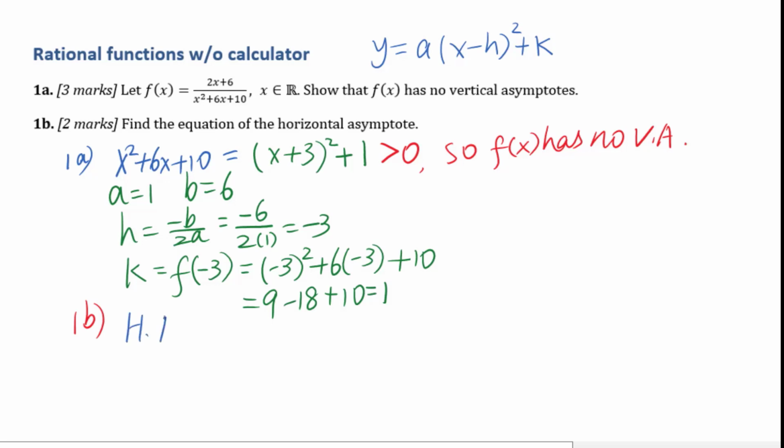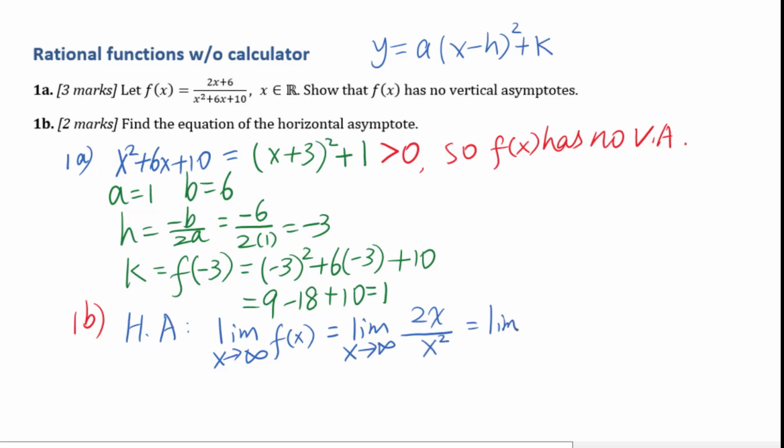For the horizontal asymptote line, we will use the limit to figure it out. The limit as x approaches infinity of f of x equals the limit as x approaches infinity of the leading terms, 2x over x squared. Reduce, and we get the limit as x approaches infinity of 2 over x equals 0. So the horizontal asymptote line is y equals 0.